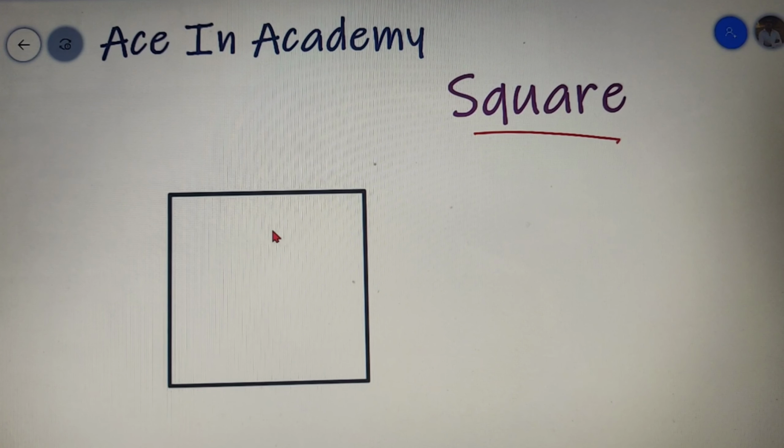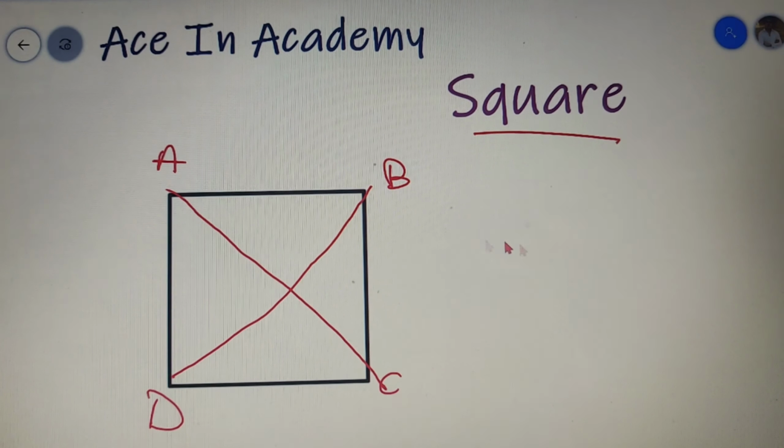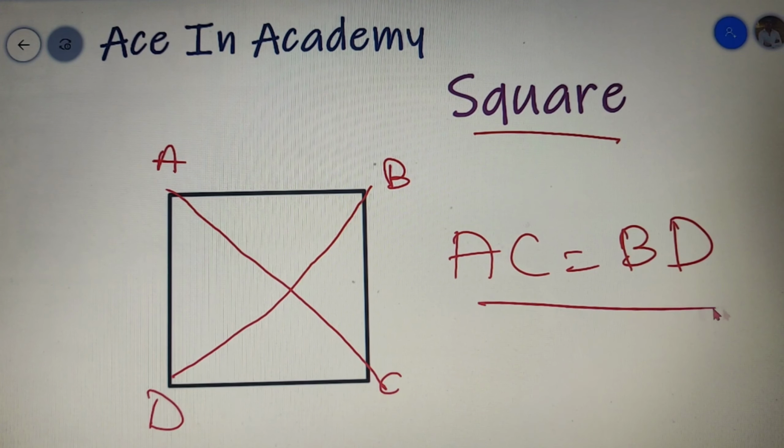The third property of a square is that the diagonals of a square are equal. So for this case too, if I take the vertices as A, B, C and D respectively, then according to the property of the square, I can say that AC will be equal to BD. So AC is equal to BD.